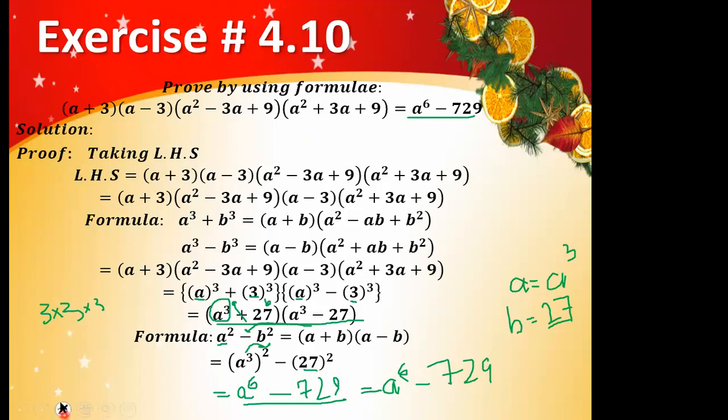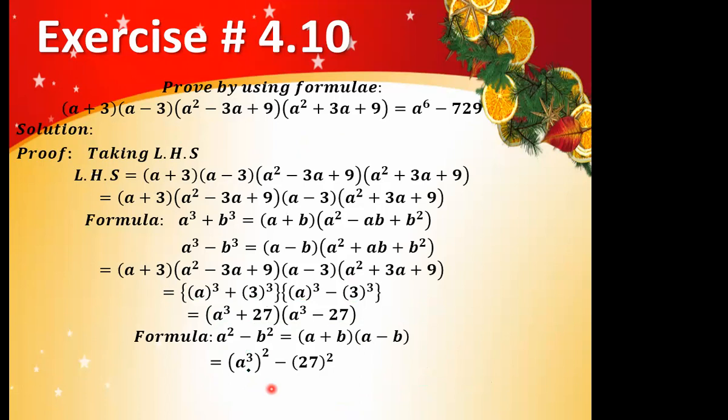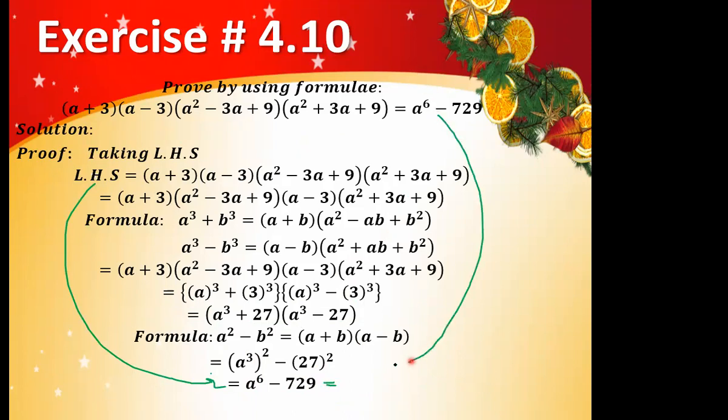Okay, I'm going to show it with the slide as well. Now a cube multiplied by 2 will be a^6, minus the square of 27, which is 729. This is your left side, and the left side is completely equal to the right side. Now what is your right side? This one, which is a^6 minus 729. And you will write here, hence proved.